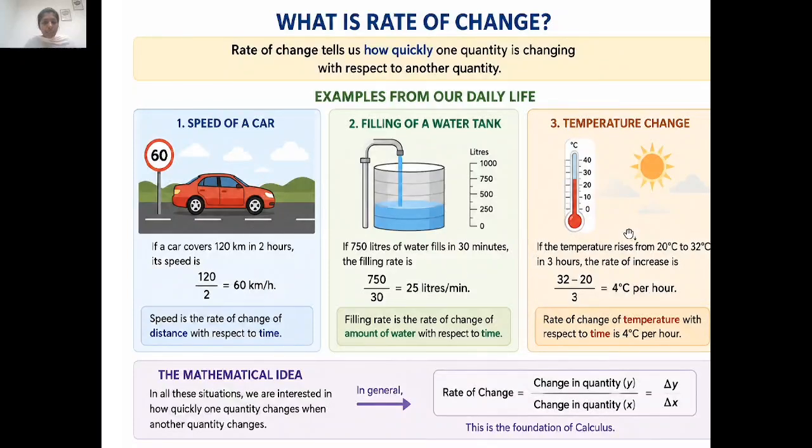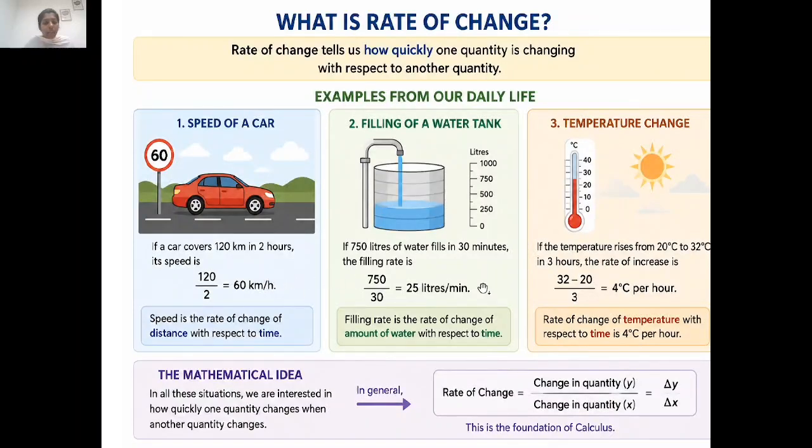Now, in these three examples, the speed is the rate of change of distance with respect to time. Here, the filling rate is the rate of change of the amount of water with respect to time. The rate of change of temperature with respect to time is 4 degrees per hour.